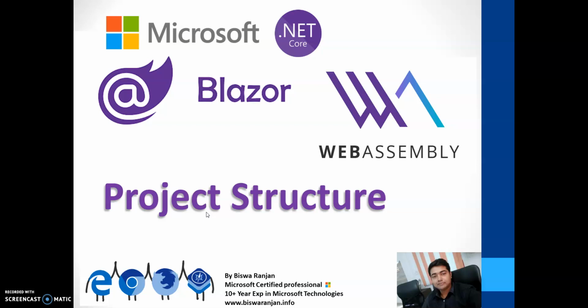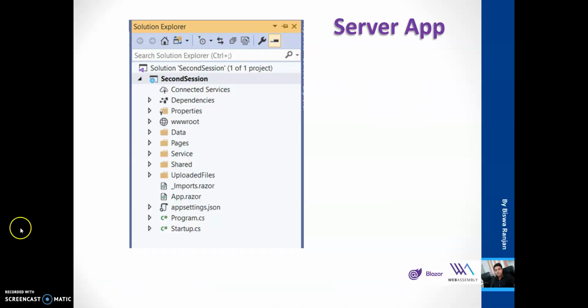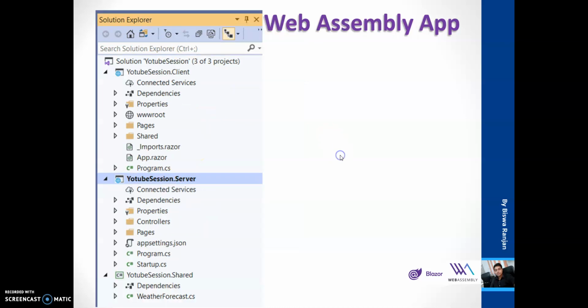Let's get started. So why do we need to understand the project structure of Blazor WebAssembly? Because when we create a Blazor server app, we find only one project added to our solution explorer. But when we create a Blazor WebAssembly application, we find there are three projects, one client, one server, and one shared project created in our application. So which project needs to run and why?